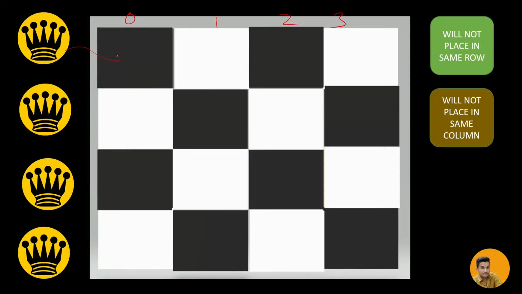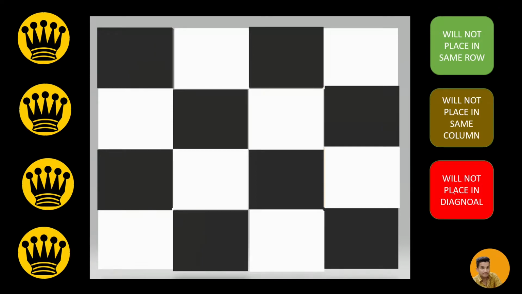That means if the queen is placed here, then we will create an array of size n, and we will mark this 2. That means this queen has been placed in the 0th column, and you should not place the other queen here. We will see how we build the logic for this, but this is a rough idea of how I'm going to deal with it.